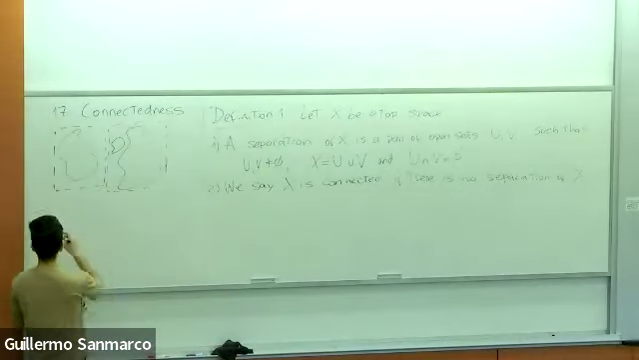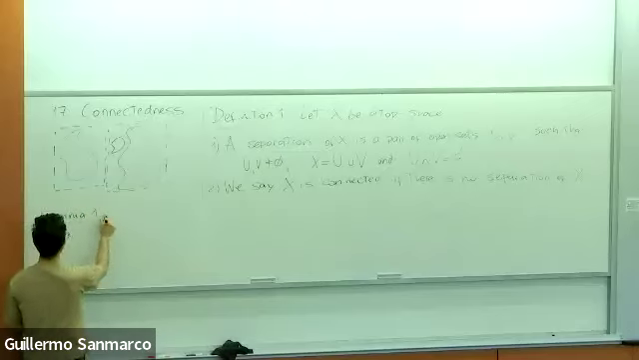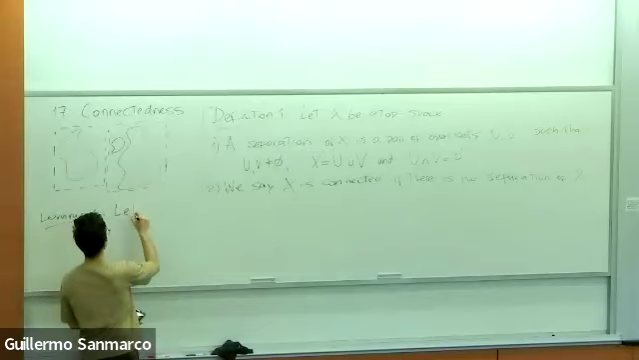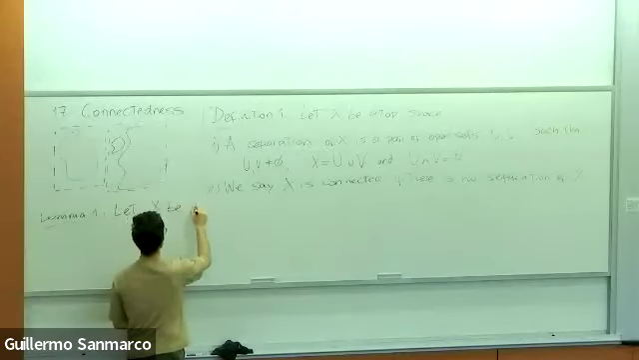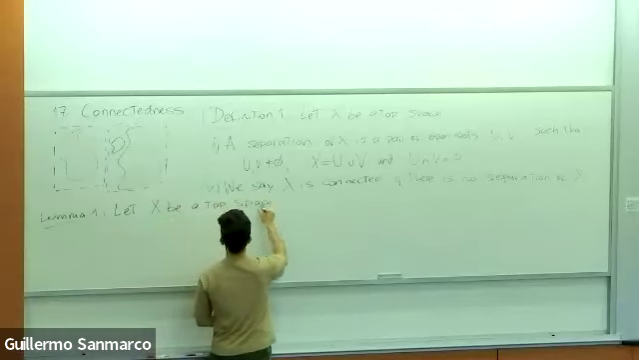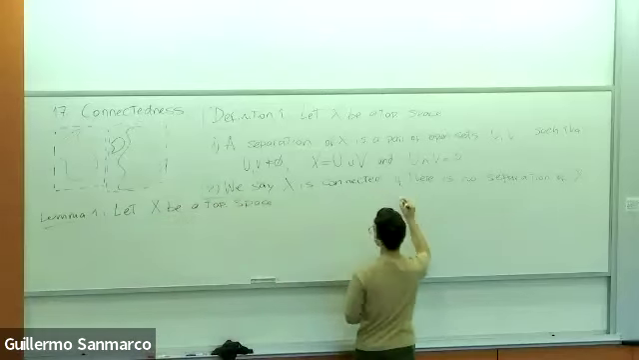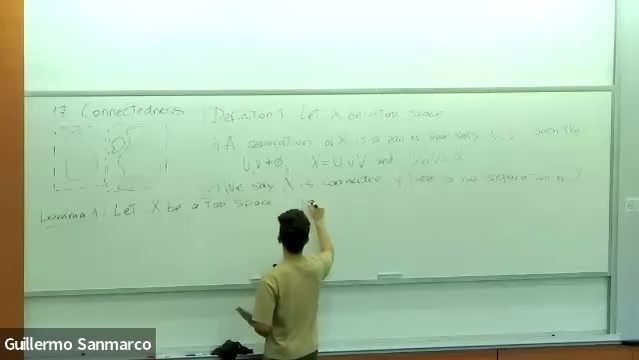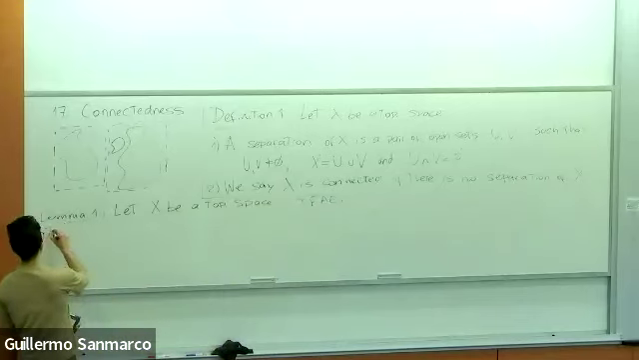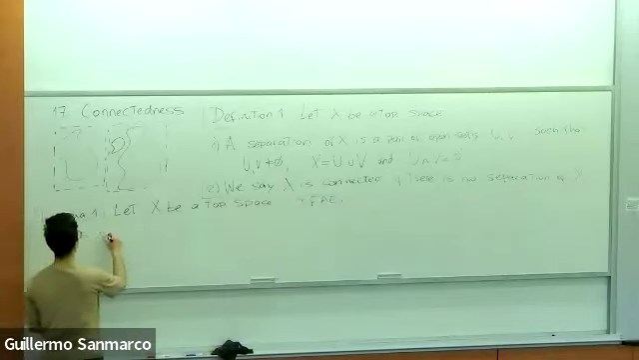So let's go with the first lemma for today. Lemma 1, let's call this. So let's take a topological space. So this is the definition, and this is my lemma. The following are equivalent. The first one is going to be X is connected.